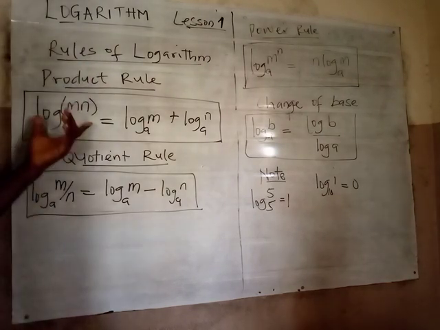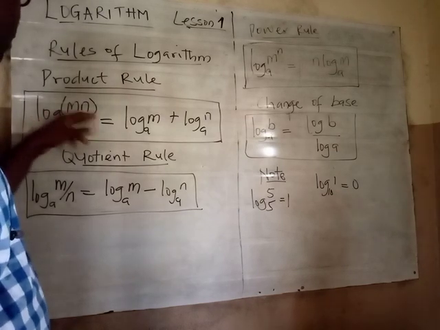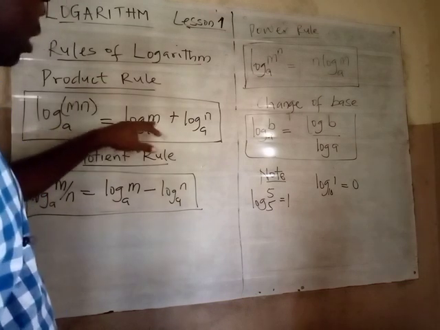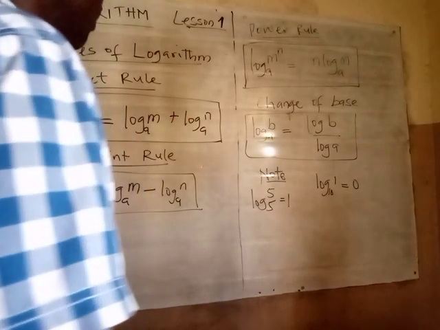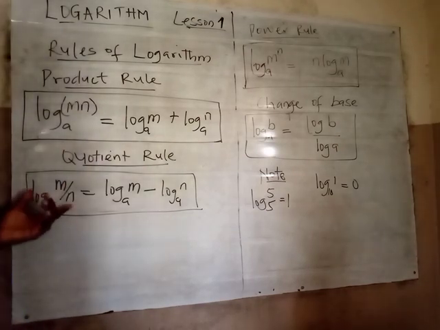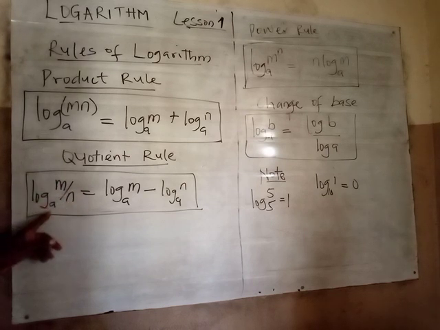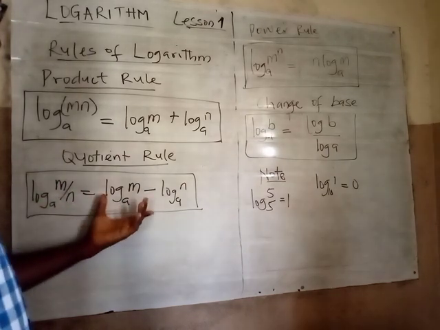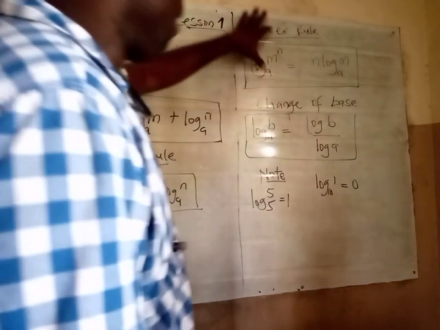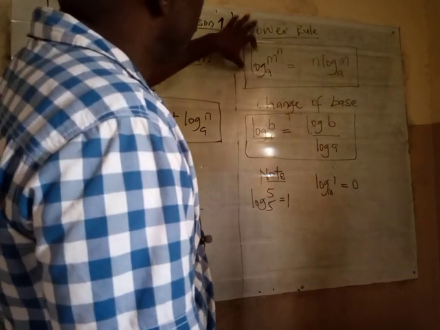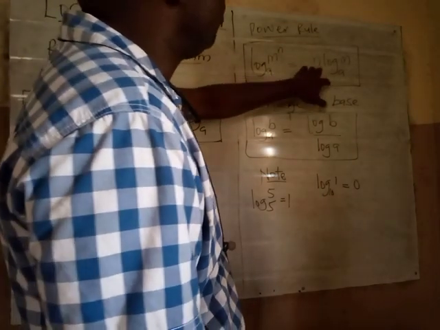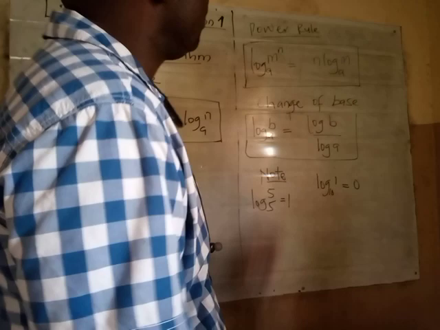Product rule, which is log mn base a is equal to log m base a plus log n base a. While quotient rule has to do with division. Log m over n base a is written as log m base a minus log n base a. Then power rule is log m raised to power n base a equals n log m base a.